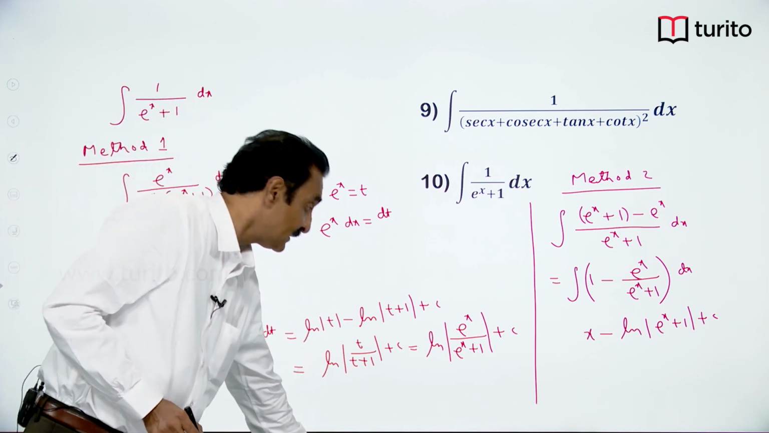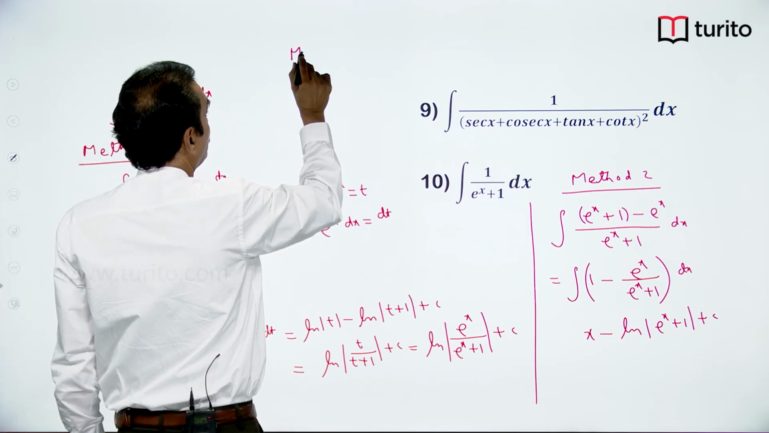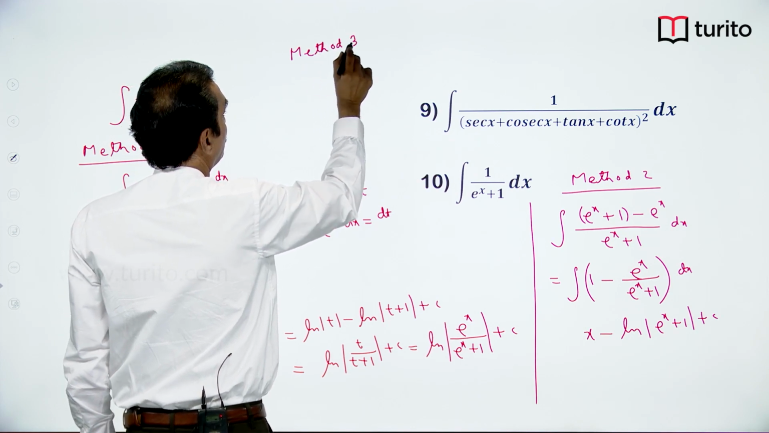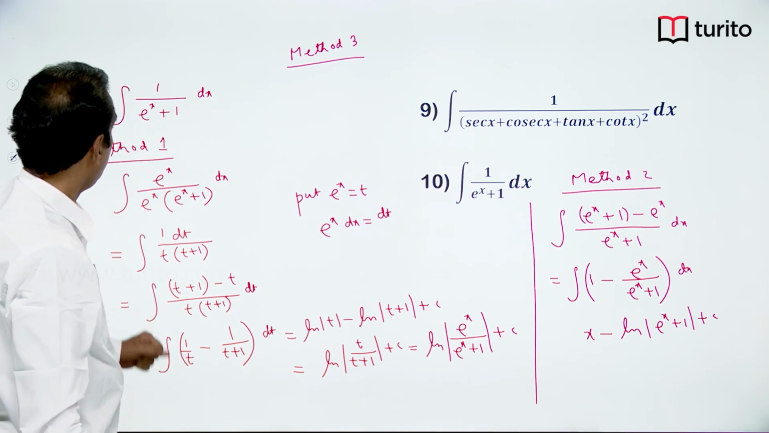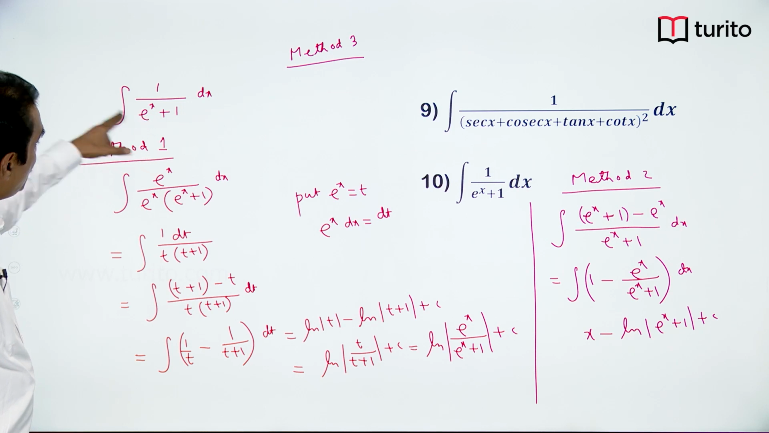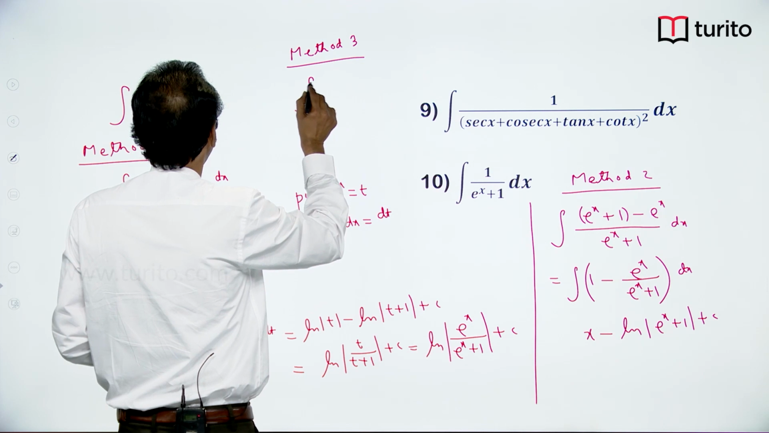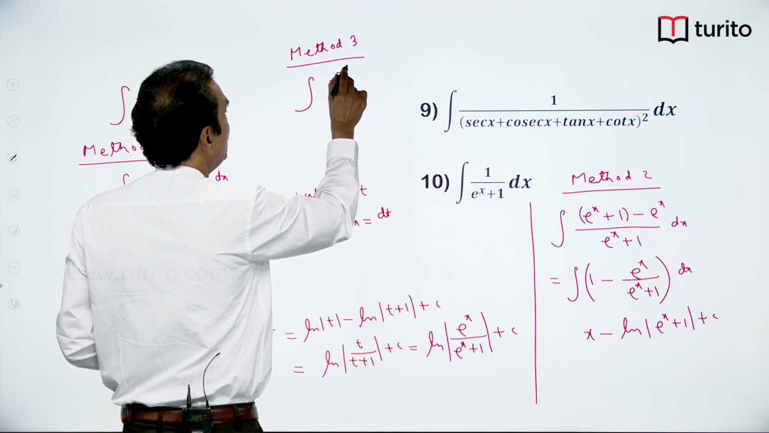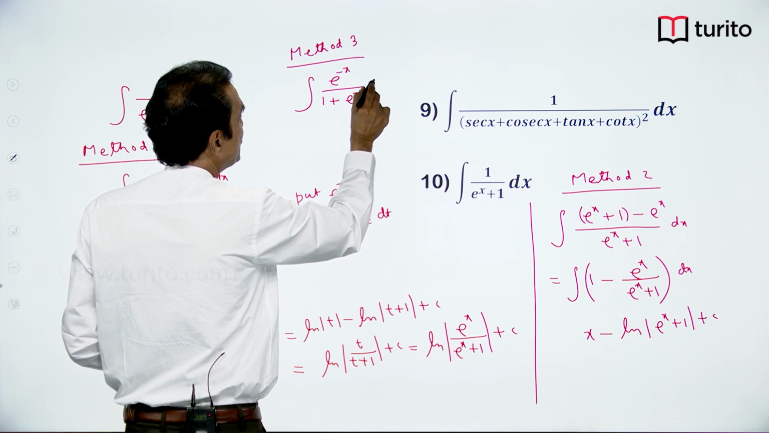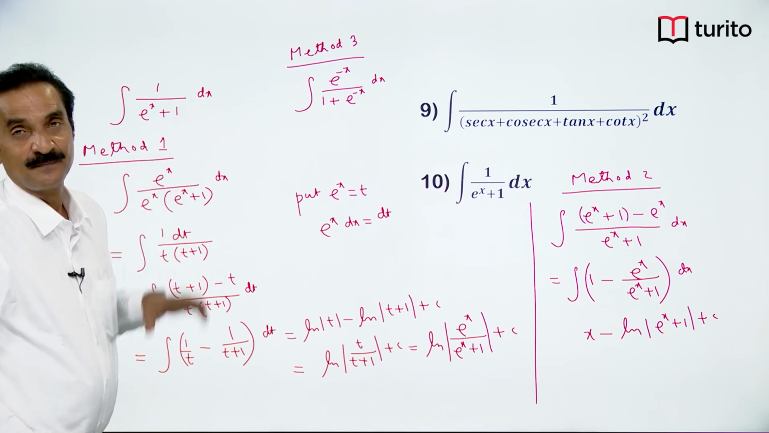Okay. Now, one more method, method 3. In this method, it will be too short. I will take e power x common from the denominator. Then I will get e power minus x by 1 plus e power minus x. Is it not? I can write this like this.